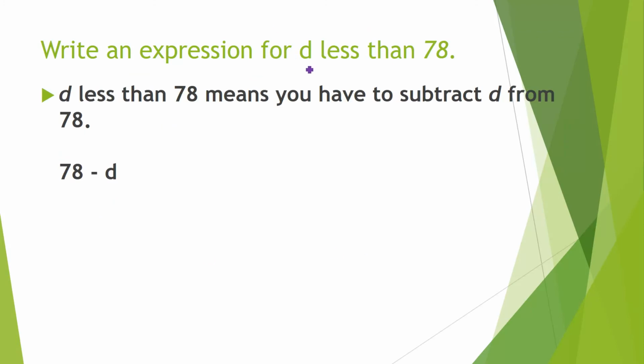Next question is, write an expression for D less than 78. Now the variable we are using is D, and what operation do we have to do? Less than. Less than means negative. So D less than 78 means you have to subtract D from 78. 78 minus D. So what you have to see? You have to see what the variable is, what the operation is, right? And if I write the expression D minus 78, it will be the other way.